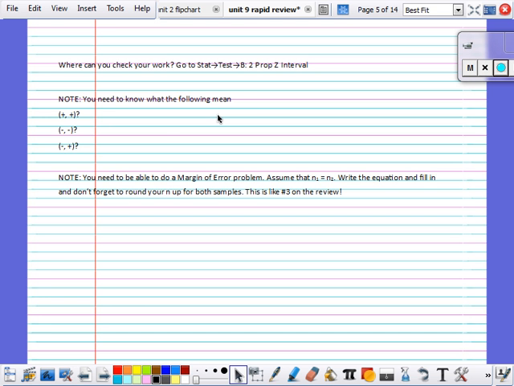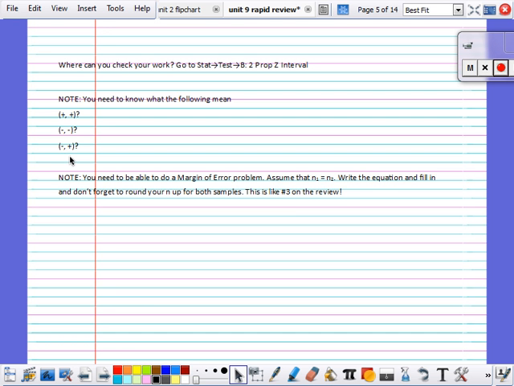You do need to know what the following mean. A positive interval means that the first proportion is higher. A negative interval means that we think that the second proportion is higher. If the interval contains zero, then we have no certainty as to which one will be higher with that confidence level.